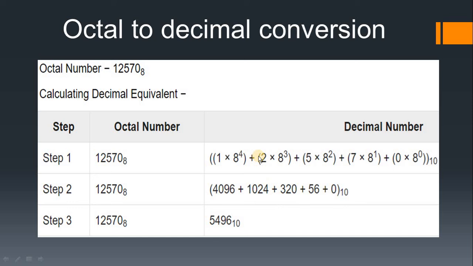Next one is octal to decimal. It is the same procedure, but here you have to do it with 8 power 4, then 8 power 3. Now you understand why we have written 0, then 1, 2, 3, 4. Here it is 8 in place of 2, because we are converting from octal to decimal. And finally you add everything to get the final number.